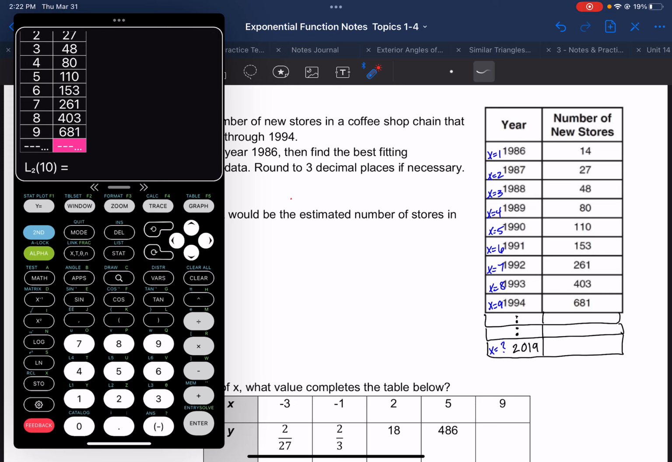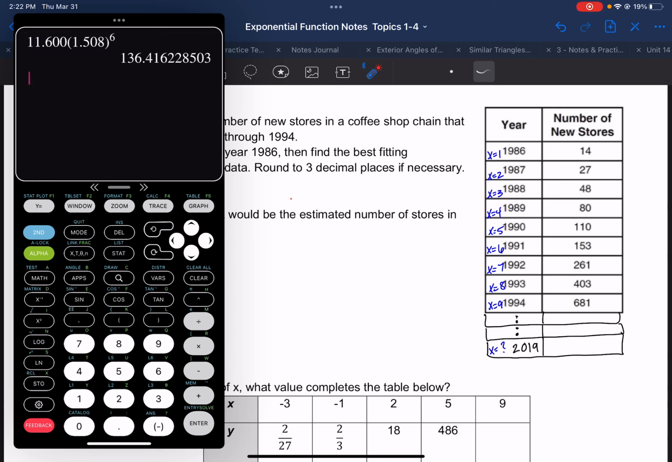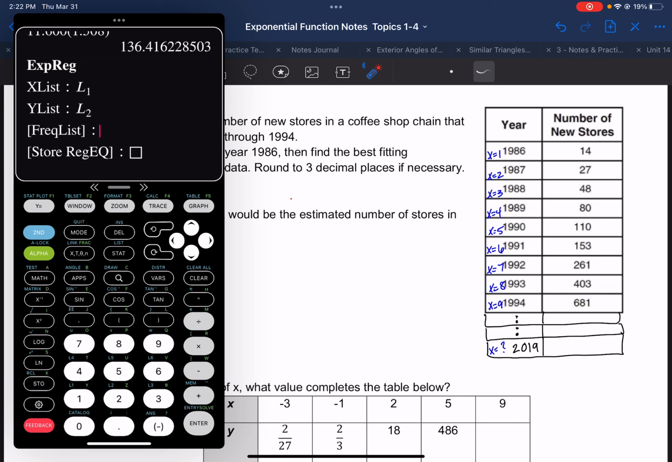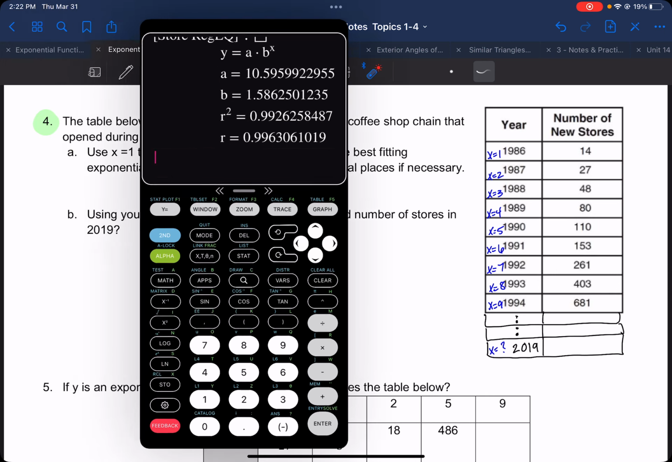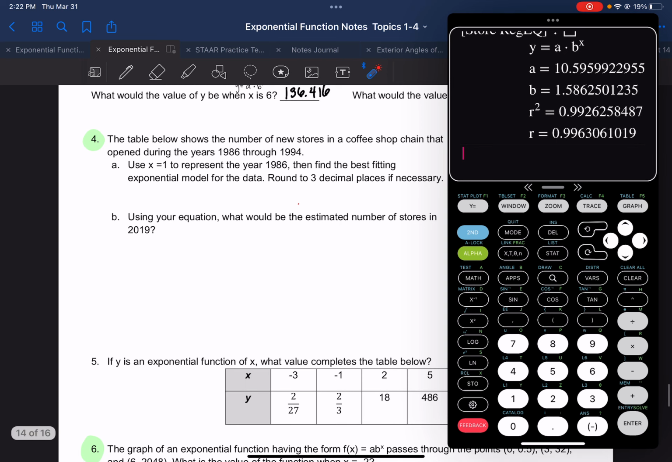Go to stat, calculate, regression, bam. Oh, gotta do it again. Stat, calculate, regression, bam, enter, bam. All right, so here's what I get. All right, let me move this over so I can write stuff down. Using this regression, I'm rounding to 3 decimal places if I need to.